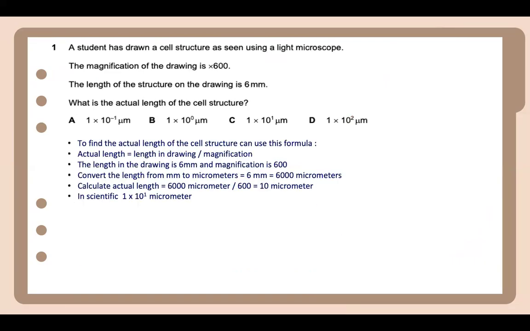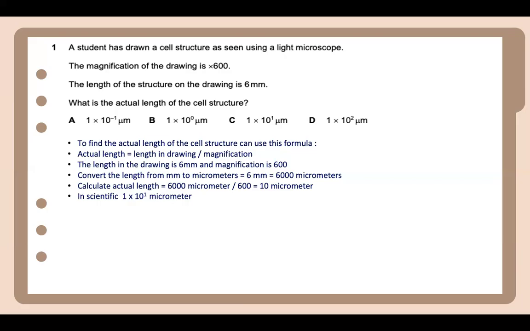A student has drawn a cell structure as seen using a light microscope. The magnification of the drawing is multiply 600. The length of the structure on the drawing is 6 mm. What is the actual length of the cell structure? To find the actual length of the cell structure, we can use this formula. Actual length is equal to length in drawing divided by magnification.